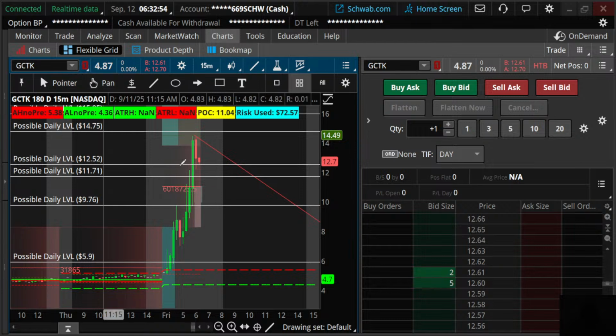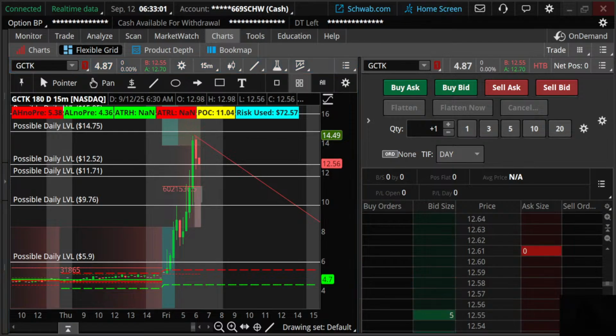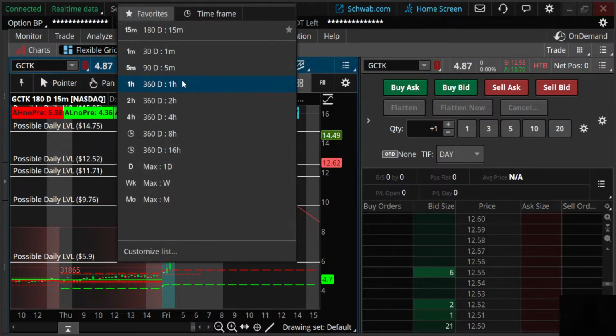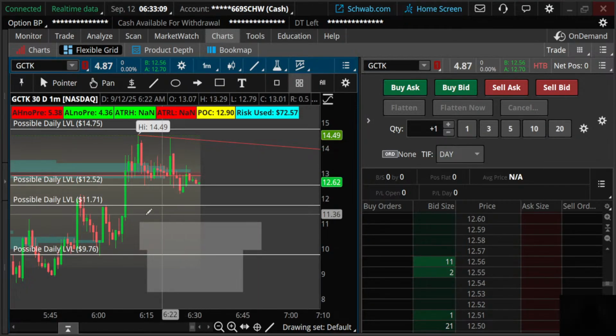15 minutes on GCTK looking, giving us red. 5 minute also giving us red. Okay, let me jump back over to the 1 minute. That's some crazy moves down there, man.